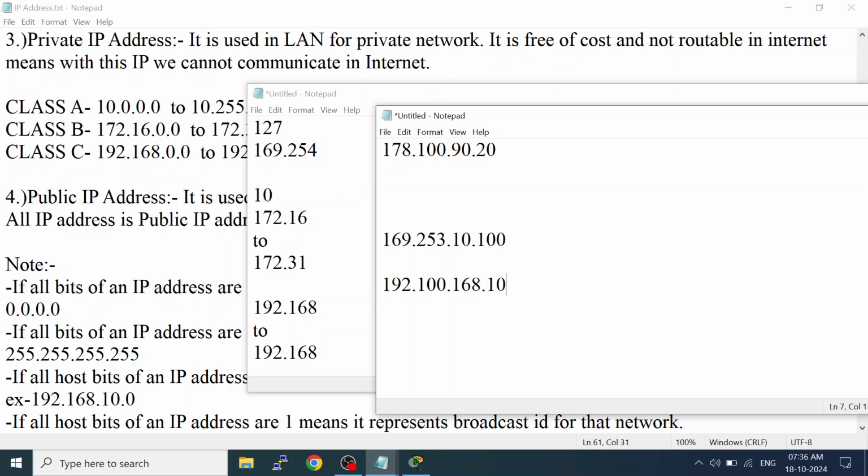How is it private? Where have I said that if it starts with 192 it is private? What is written? 192.168. Then only it is private. Other than this is public. Understood? So don't get confused. That's why I've written all these numbers like this. If I've written two numbers, it means you have to match both the numbers, not only one.